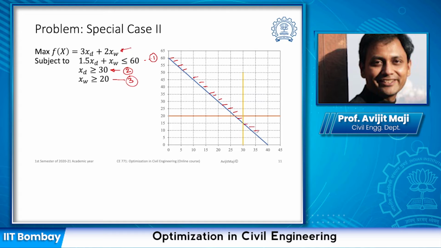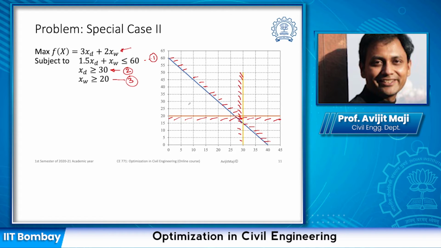feasible region. The second constraint, represented by this yellow line, says that it should be greater than 30, so this is my infeasible region, and this side is my feasible region. For the third constraint, since it is greater than 20, this is my infeasible region, and this side is my feasible region.